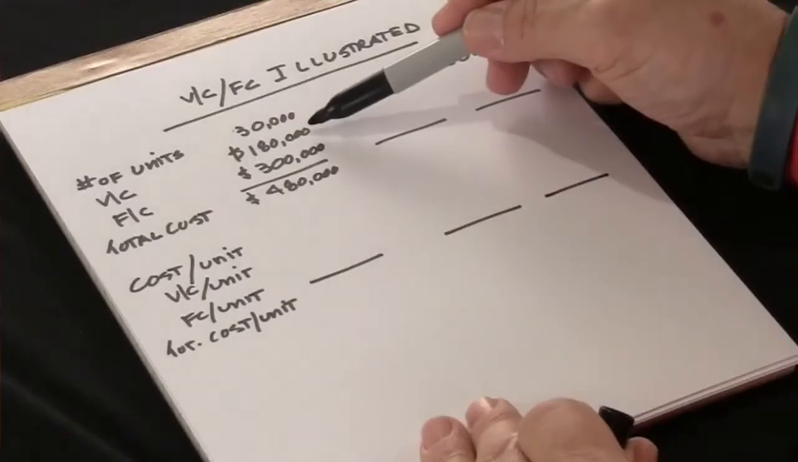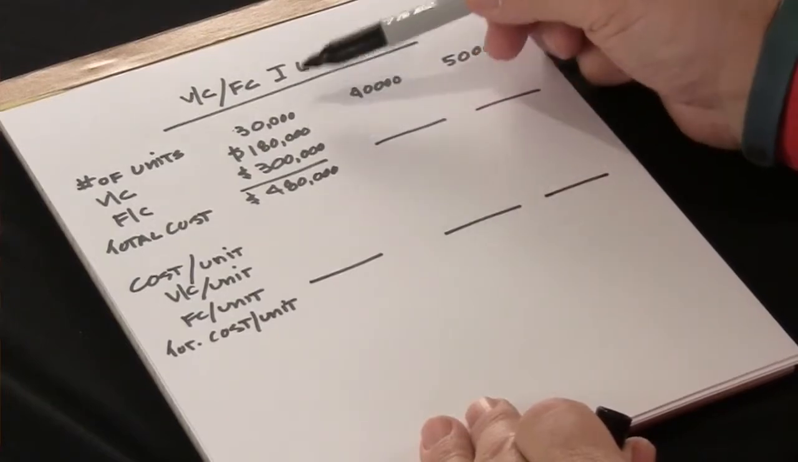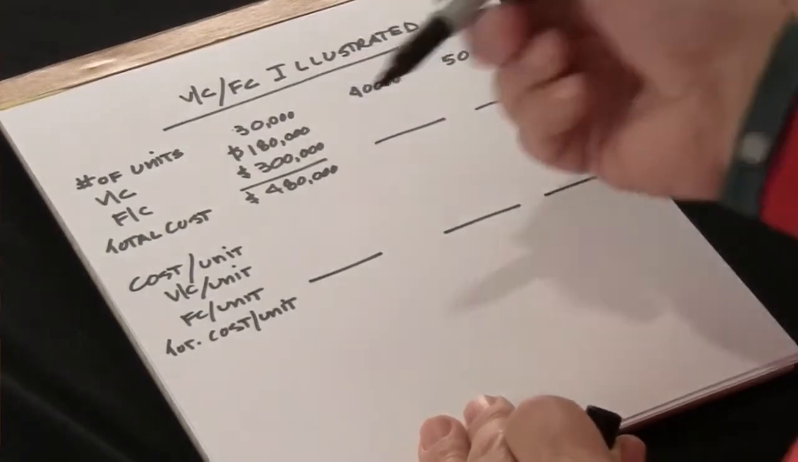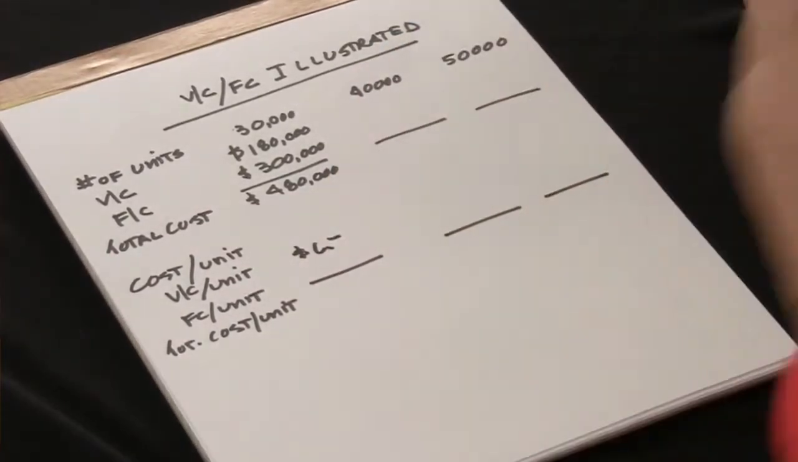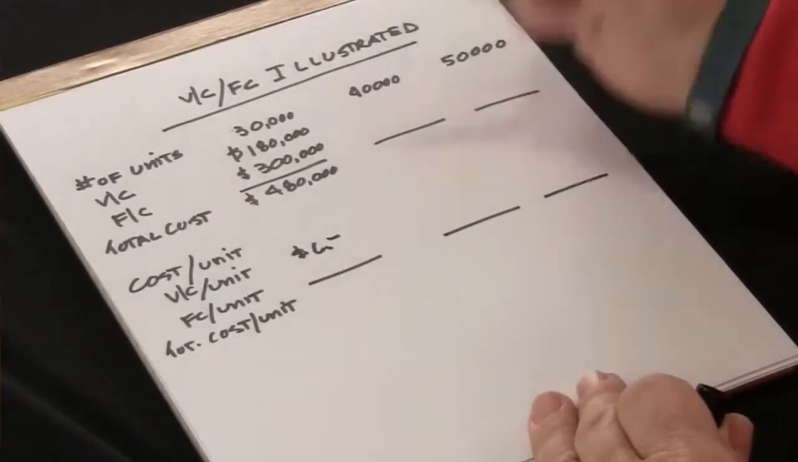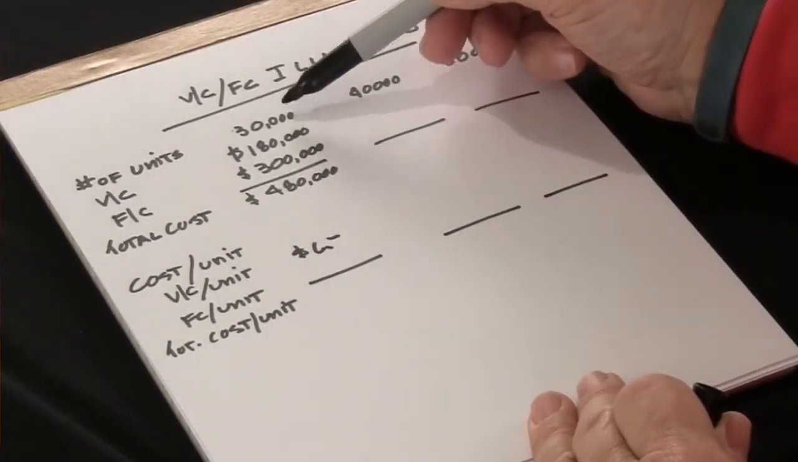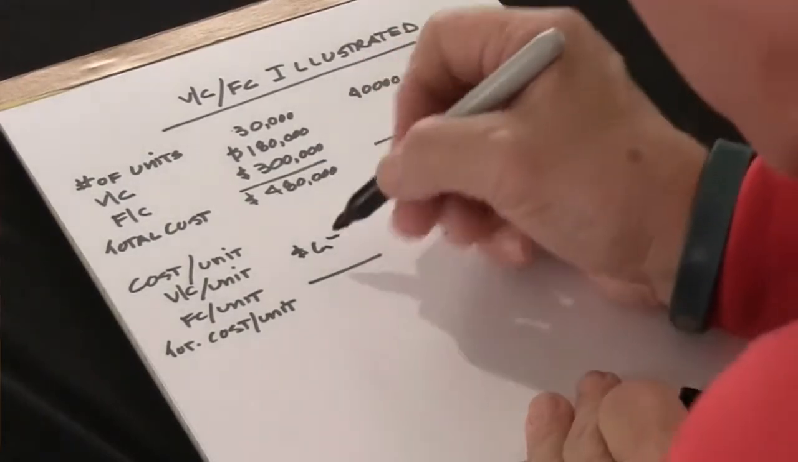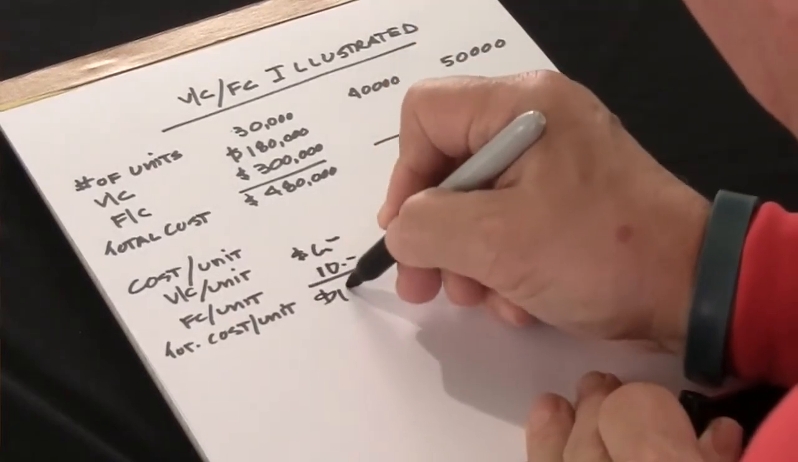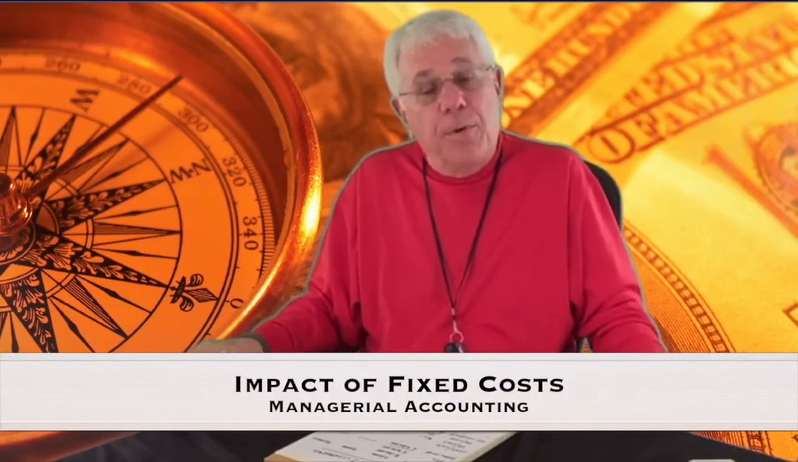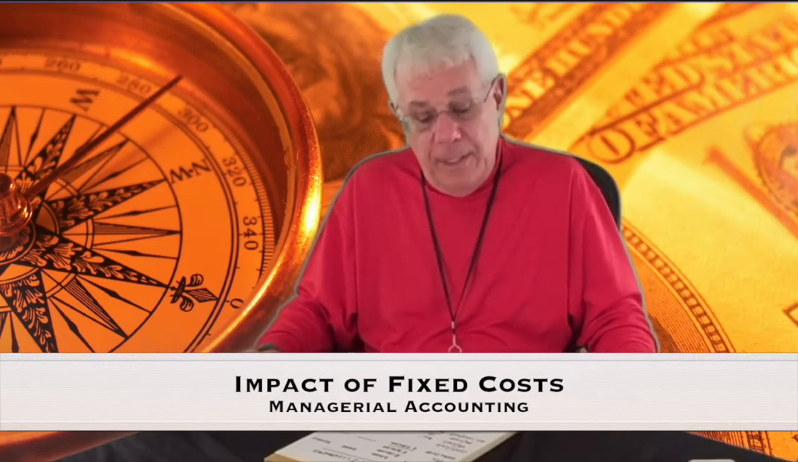Well, let's break that down into its component parts. If we have $180,000 of total variable costs and we produce 30,000 units, the variable cost per unit is $6. The fixed cost per unit, 30,000 units into $300,000, is $10. Therefore, the total cost of this product, if we produce 30,000, is $16.